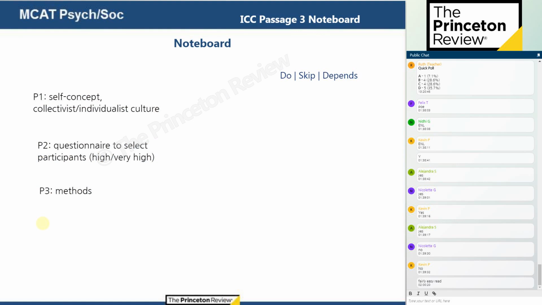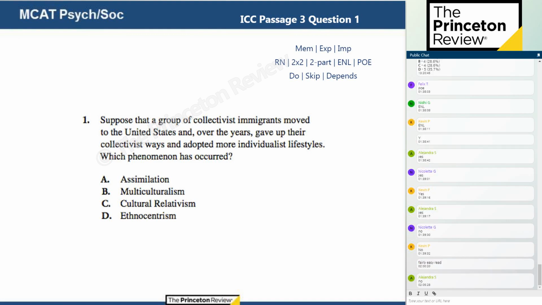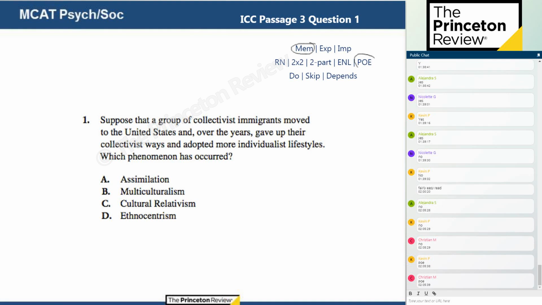So then, here we go. Paragraph 4, we have results. All right. Question 1. Do we need the passage to answer this question? No. So that makes it a memory question. And what's our strategy? Process of elimination, absolutely. So we just go right ahead and do it.